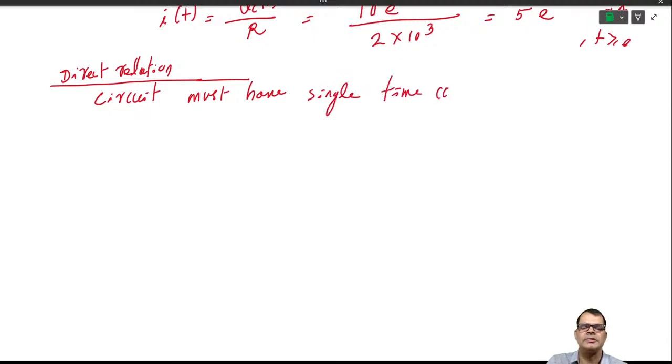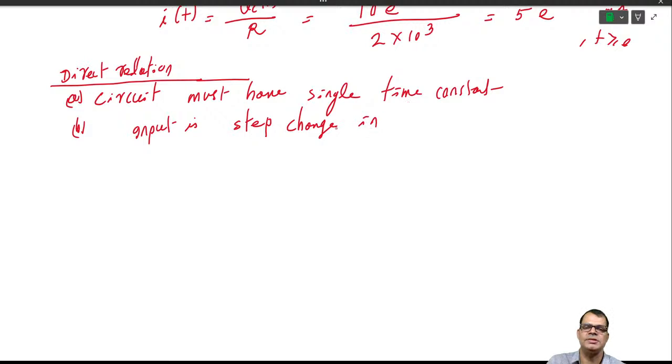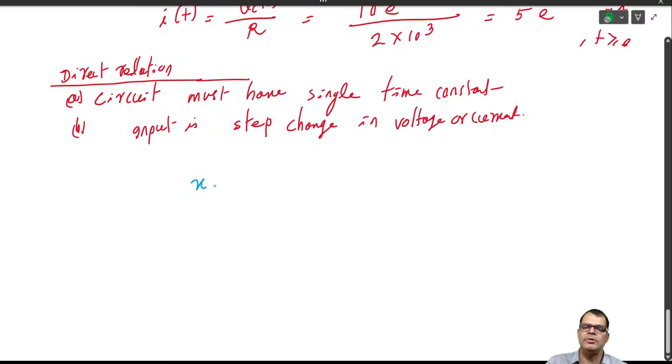Time constant. The precondition 1, 2 is the input is a step change in either voltage or current. Step change in voltage or current, right? So you can use the relations like this for anything, any variable, whether voltage or current.